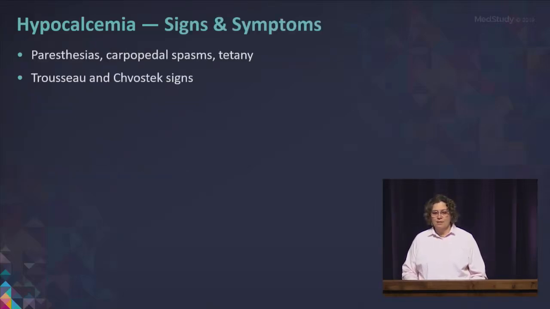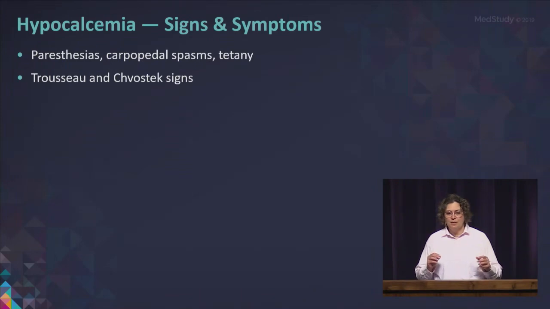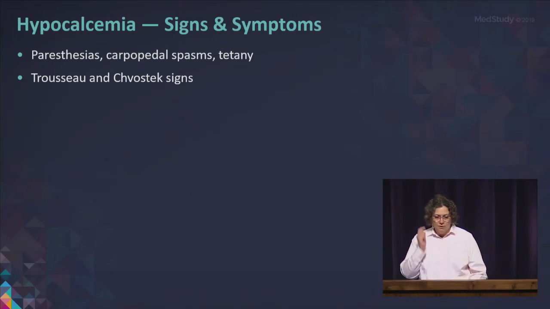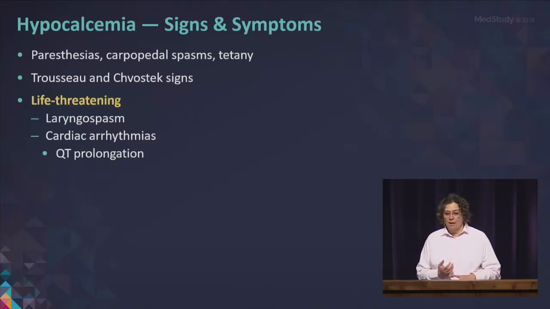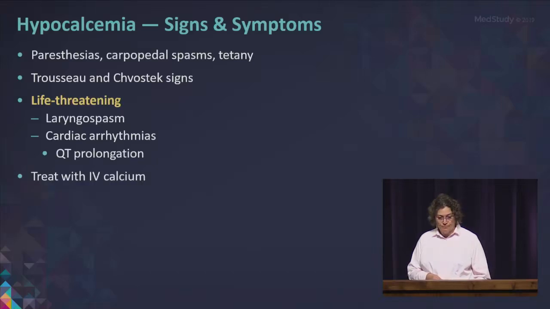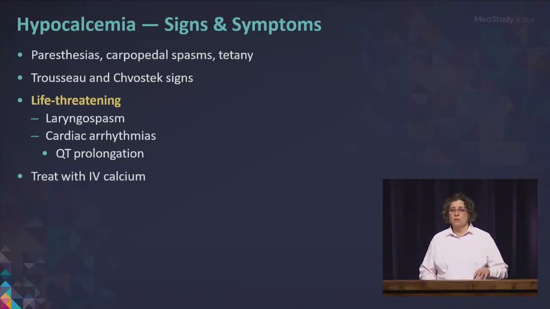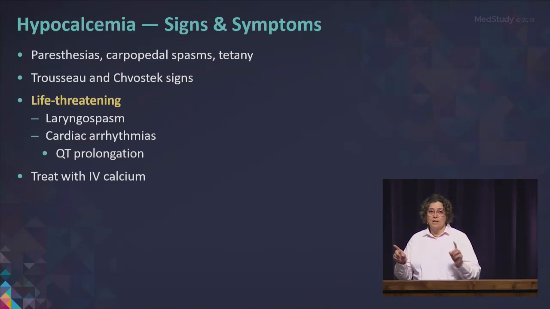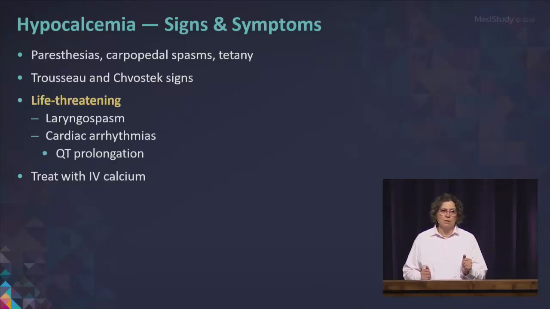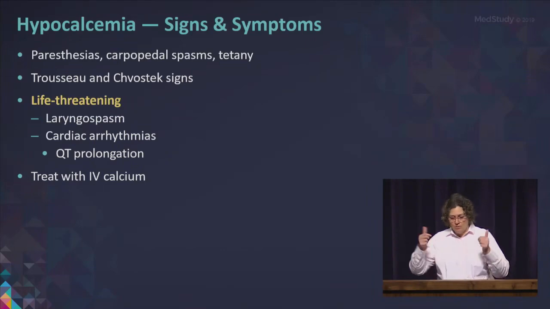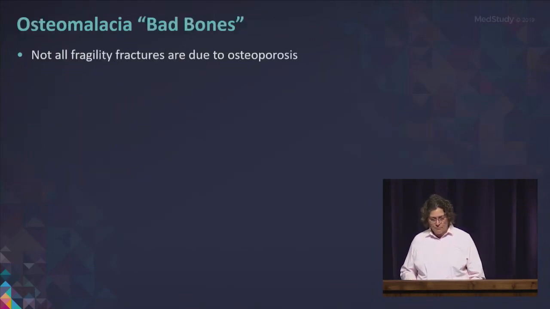You can get paresthesias, you can get spasms, tetany, you can have your Chvostek sign, you can have life-threatening things, including spasm and cardiac arrhythmias. I think it is important to know the classic EKG changes, which is QT prolongation. And anytime someone is symptomatic or has EKG changes, the treatment is IV calcium. You can always give an amp, which is a baby dose, about 93 milligrams of calcium. And then if it's sustained, then you can do a calcium drip.